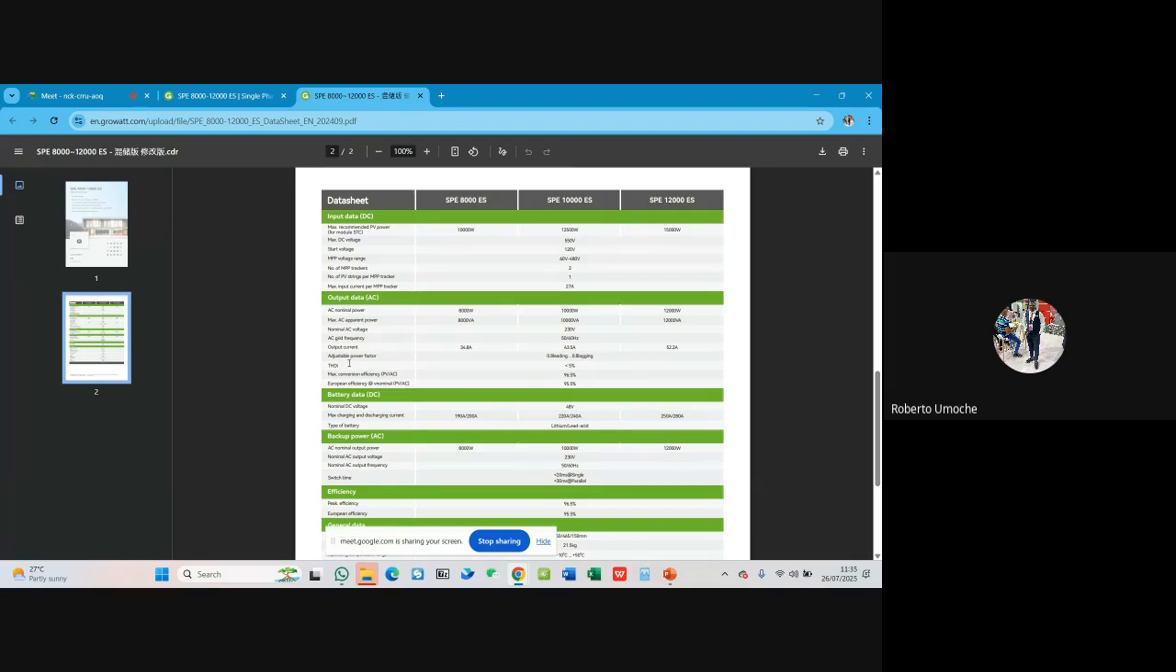Output current, adjustable power factor for the 8000 ES is 34.8 amps, and for the 10,000 ES is 43.5 amps, while for the 12,000 ES is 52.2 amps. Output current, adjustable power factor is 0.8 leading to 0.8 lagging. The maximum conversion efficiency is 96.5%.